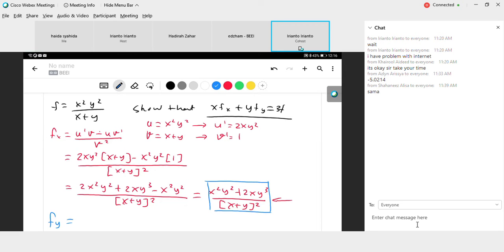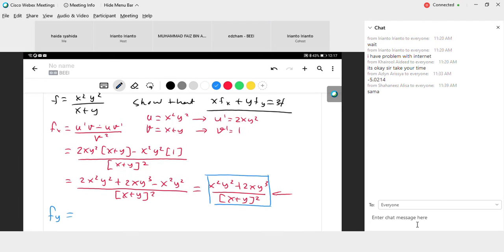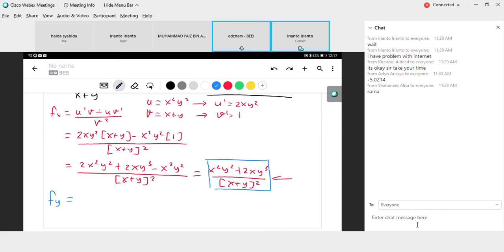x squared y squared. Can you double check? I know the final answer will be, with the denominator x plus y squared, and the numerator 2x cubed y plus x squared y squared. Okay, please check again.